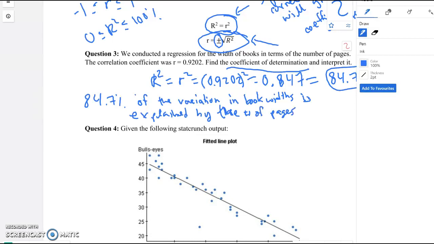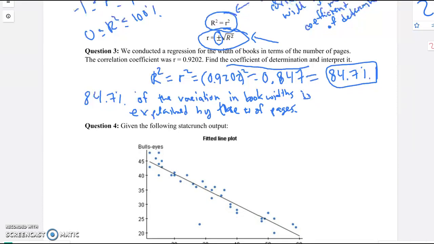So in other words, I can explain the variation, the variation in how scattered all these dots are, right? I can explain the variation of book widths by the number of pages. The only way that I can explain the variation in book widths with number of pages is by the coefficient of determination. And the coefficient of determination tells us that 84.7% of it is explained, okay?